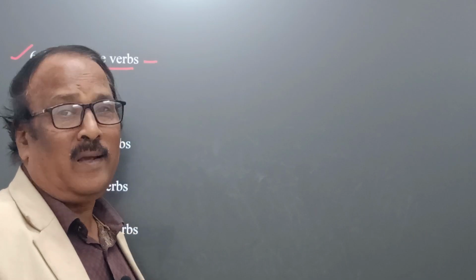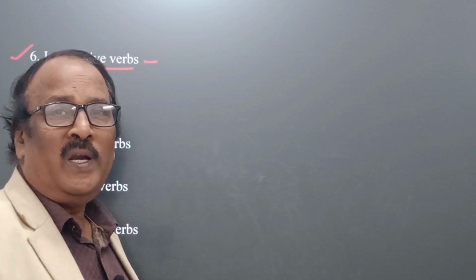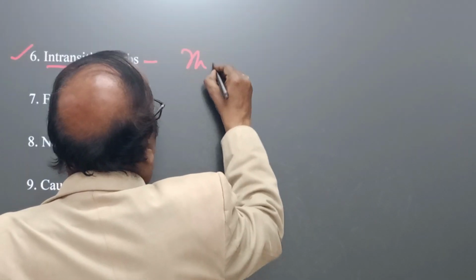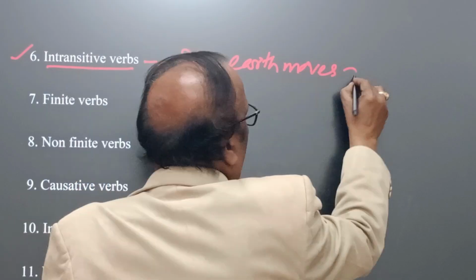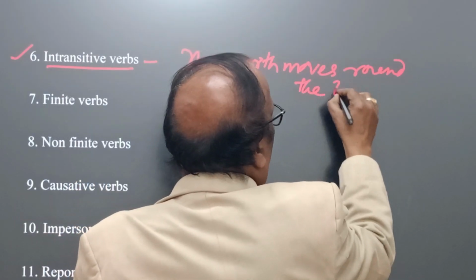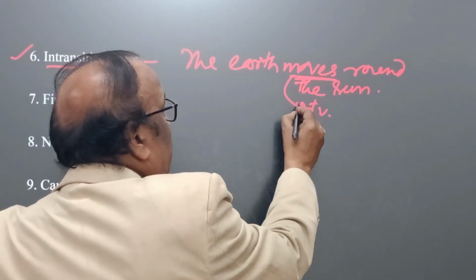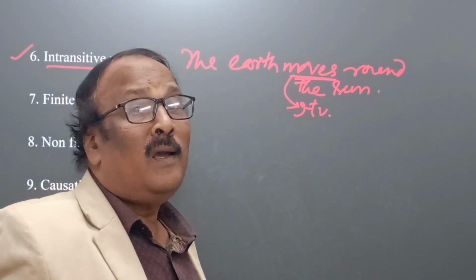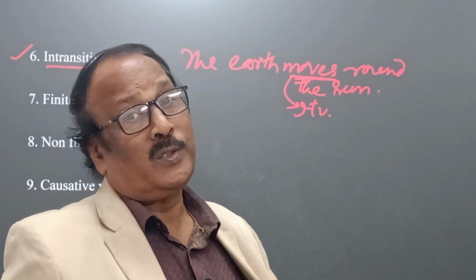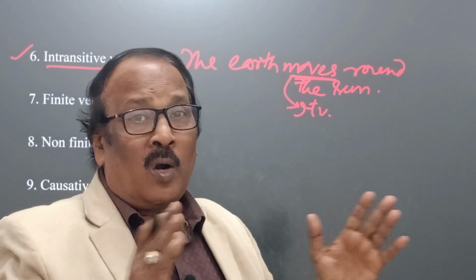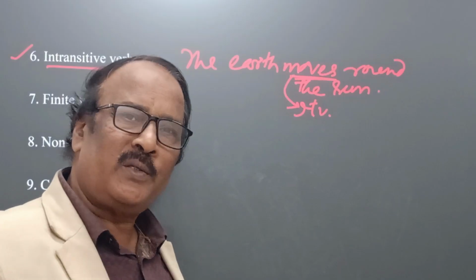Intransitive verbs. Verbs which don't take any object are called intransitive verbs. The earth moves around the sun. Here, moves is an intransitive verb because it doesn't take any object. It will be discussed in a broader sense in subsequent classes.